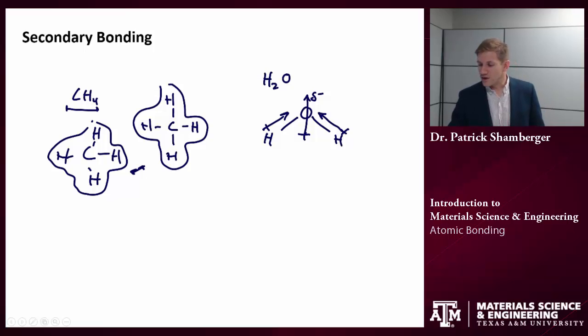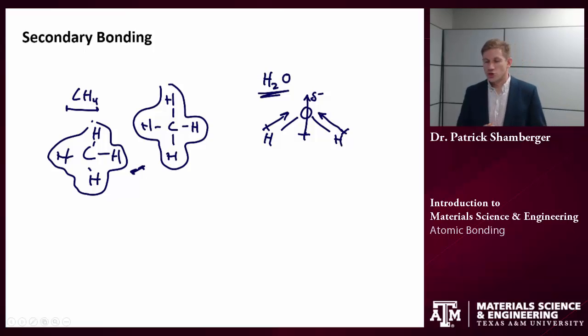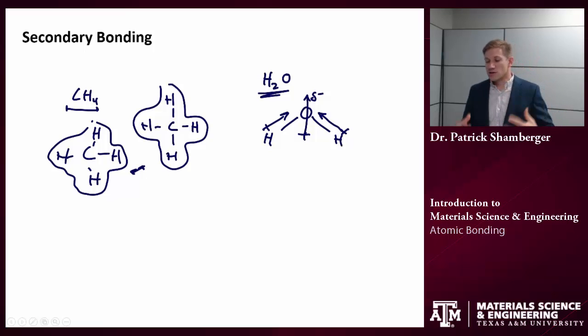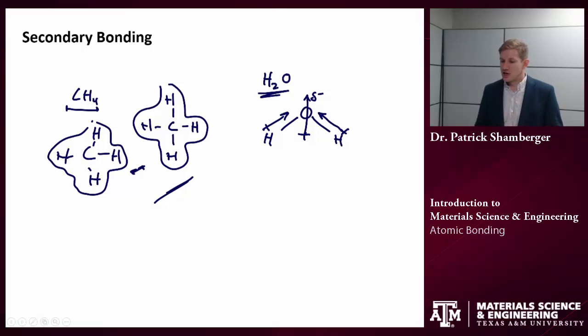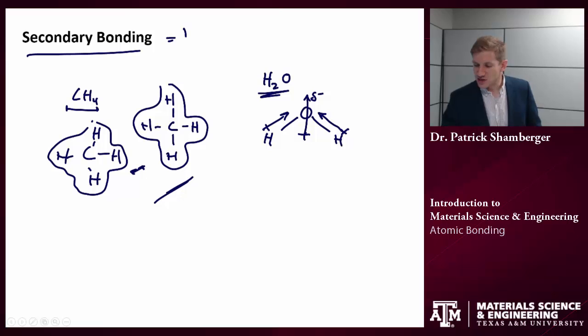So finally, what if I consider the interactions between two polar molecules, so water to water, for example? In this case, they both have net dipoles, so there can be a little bit stronger interaction than in the previous cases, but still is relatively weak compared to primary bonding. So when you think about secondary bonding, this is also called van der Waals bonding.